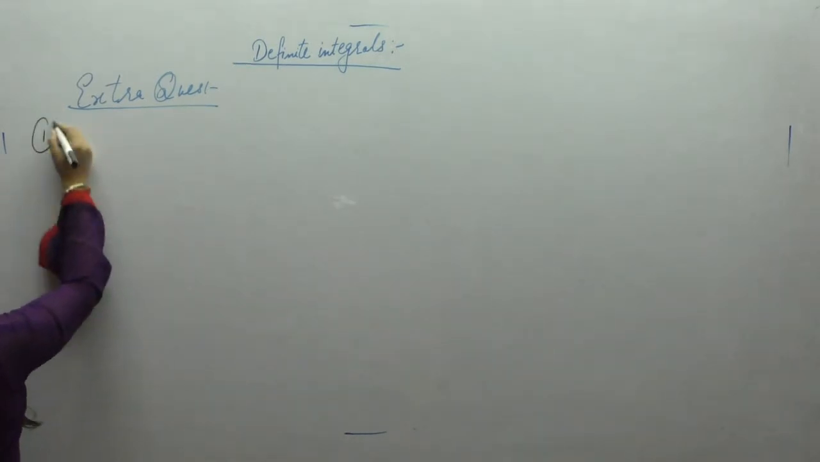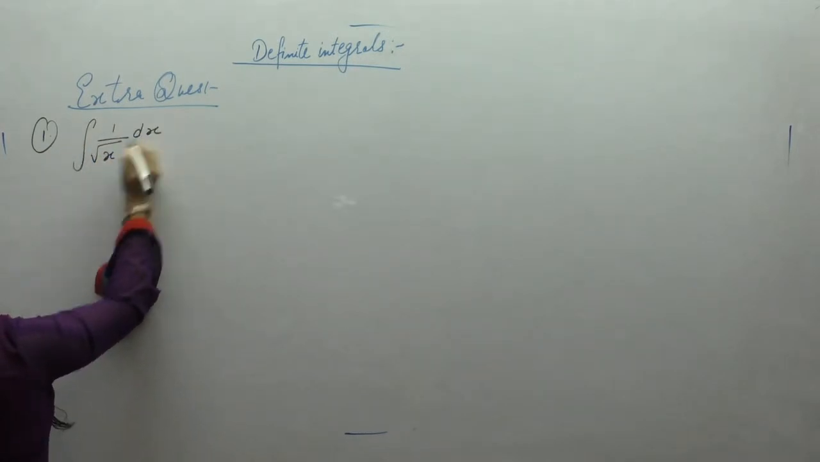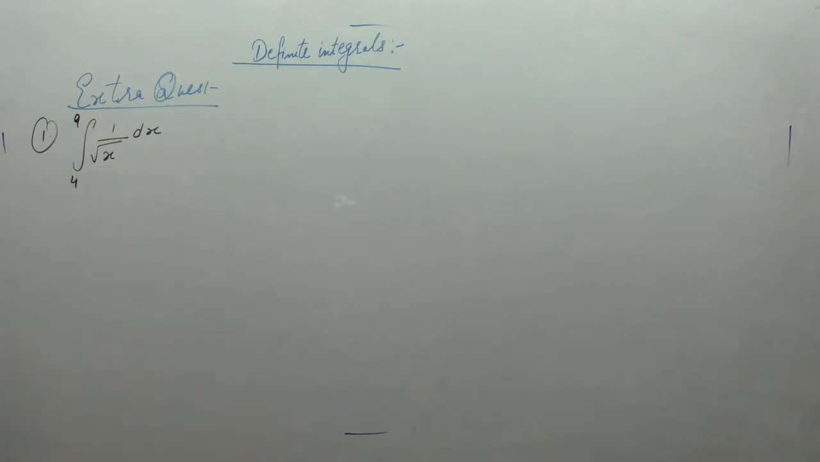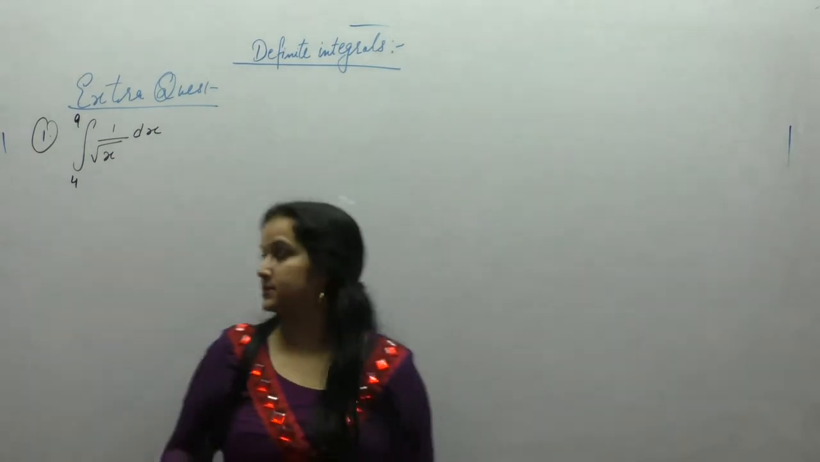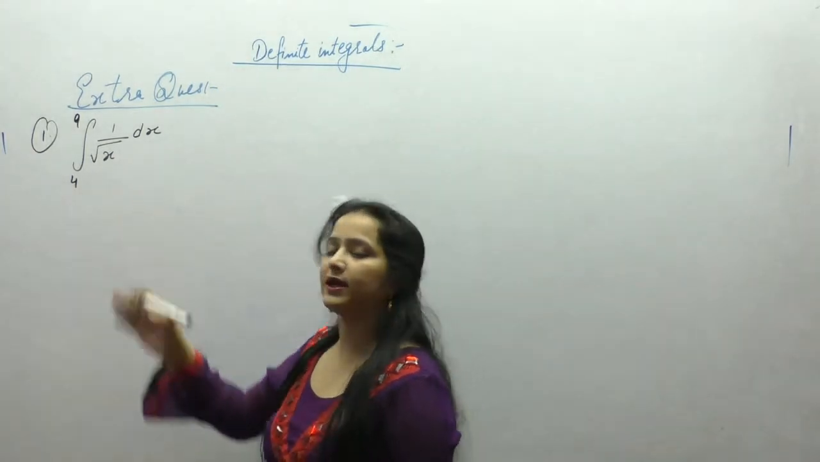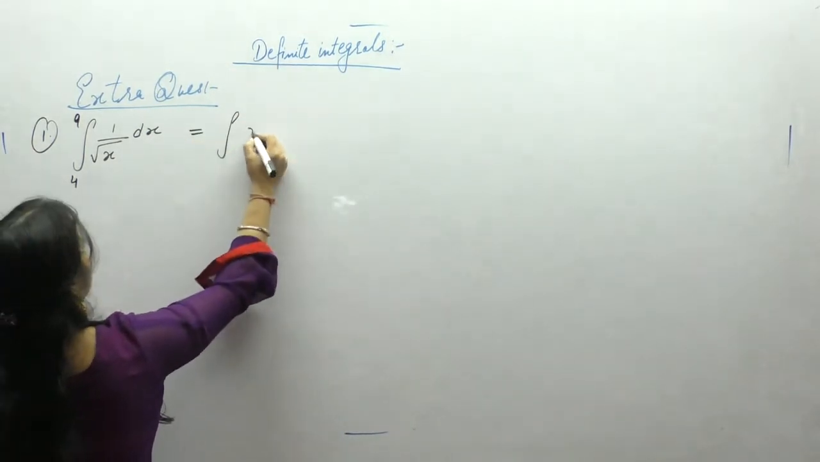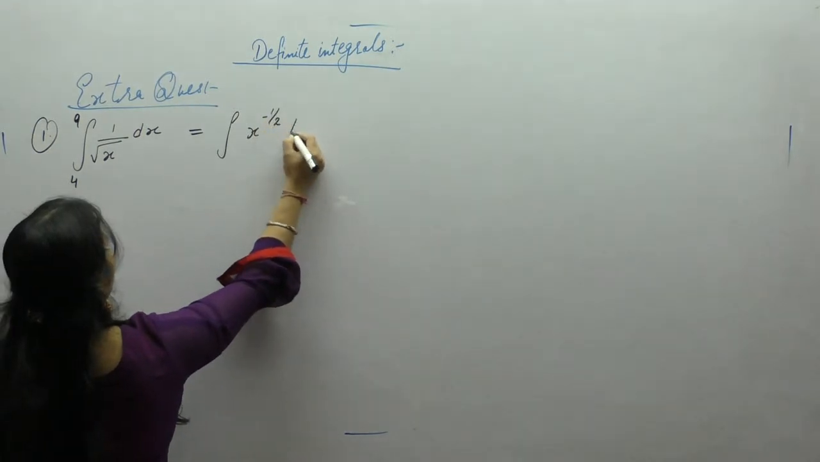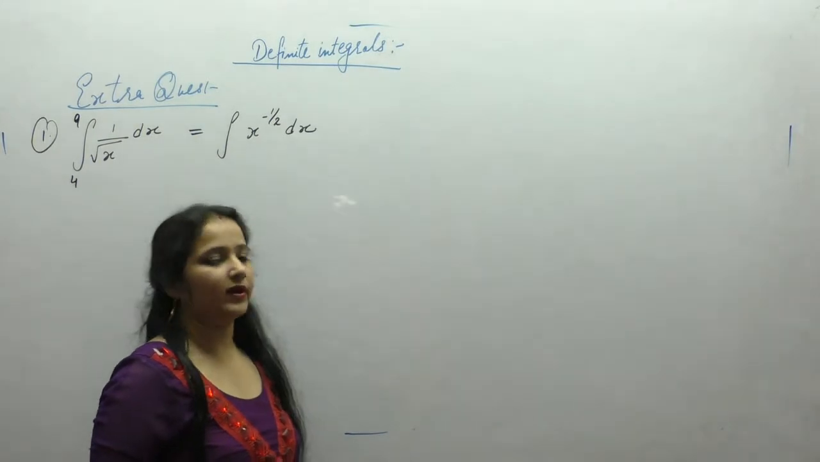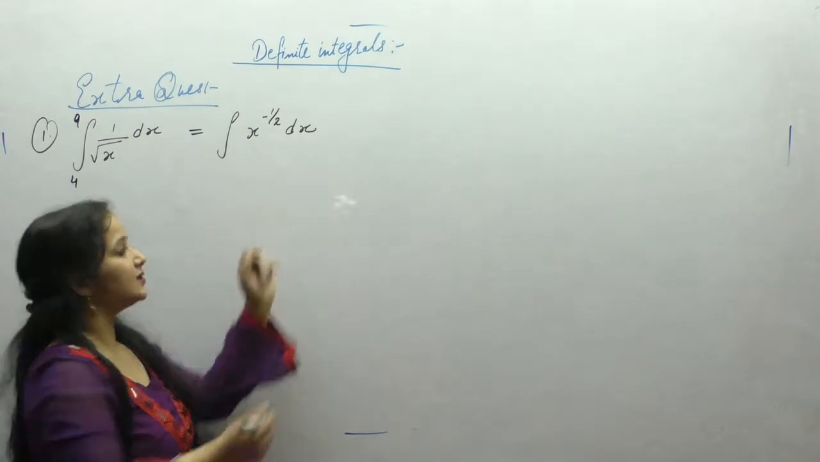Number 1 is integral of 1 upon root x dx, limit goes from 4 to 9. 1 upon root x. If here instead of root x we had x, then 1 upon x is log x. Which rule will apply here? Power rule. We can write it as x power minus half. Root of x means x to the power 1/2. When we take it to the numerator, the sign of the power changes.